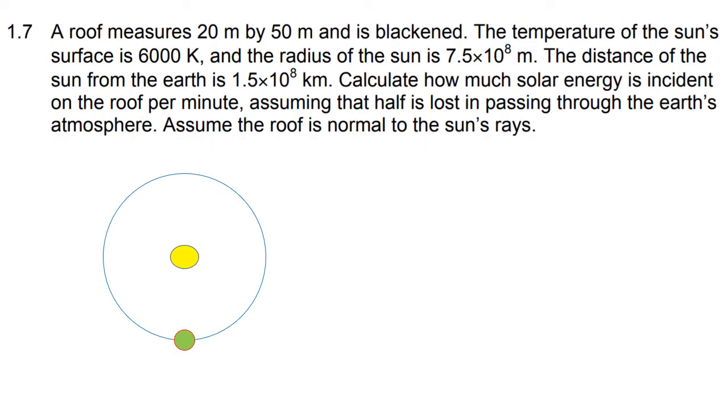This is the worked solution for EP Sheet 5, Question 7 and Question 8. A roof measures 20 meters by 50 meters and is blackened.